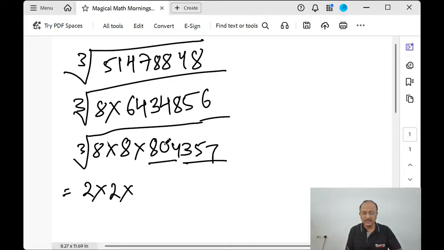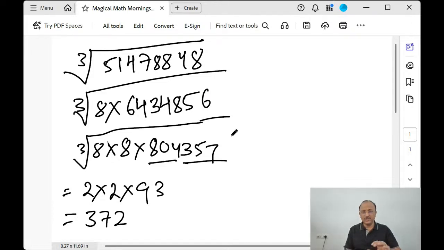804 means it is greater than 729, correct no? 9 cube. And this one is 7 means it will come 3. The product of this thing will be multiplying with 2 is very easy. 93 into 2 is 186 into 2 is 372 is the cube root of this.